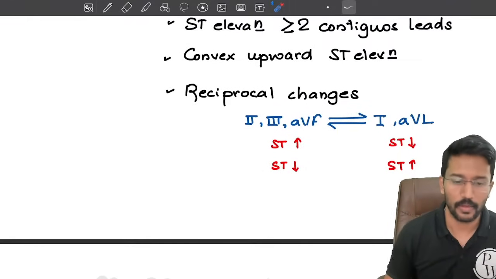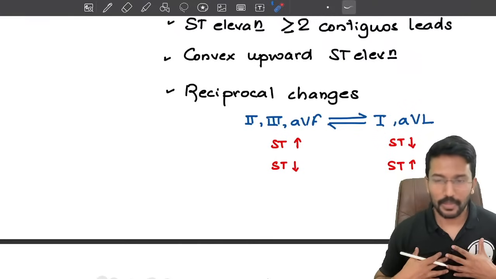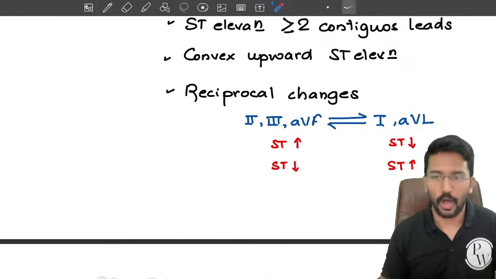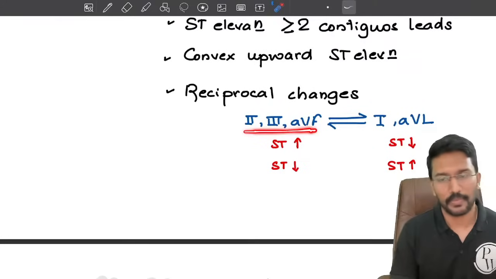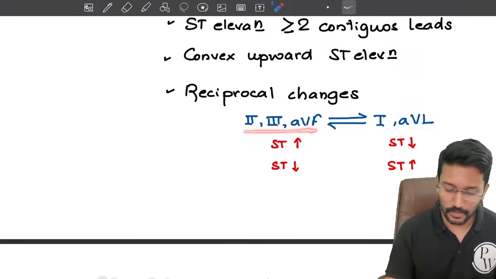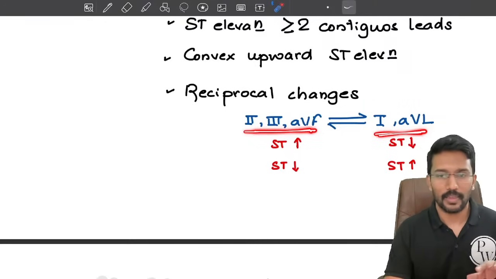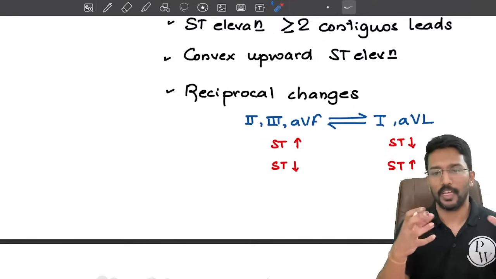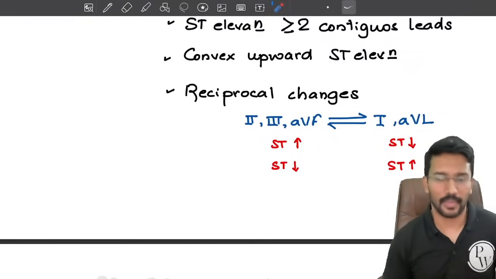And the most important finding that, okay, if you have this, it is a case of STEMI, is reciprocal changes. Now, what are reciprocal changes? In the chest, different leads represent different walls of the heart, and remember the leads 2, 3, AVF which are representing the inferior wall, and leads 1 and AVL which are representing your lateral wall. They are reciprocal to each other.